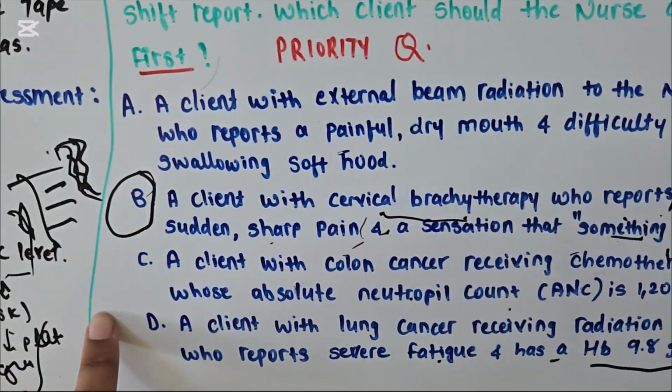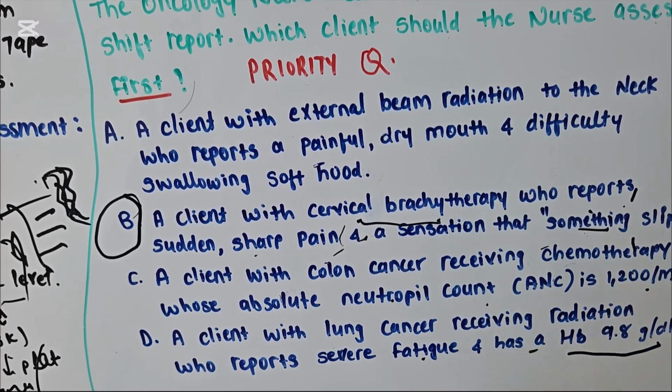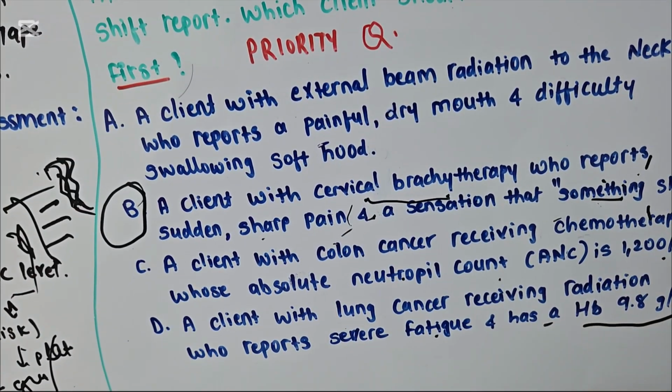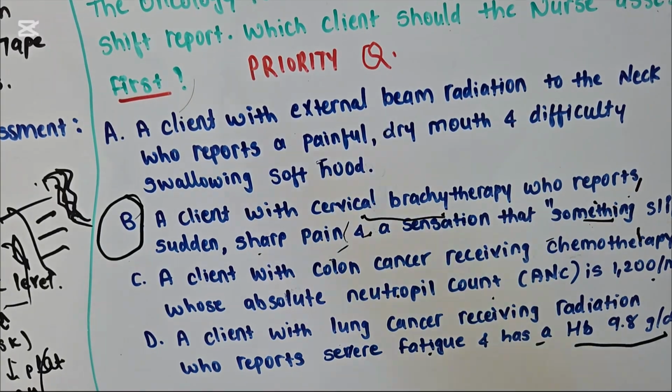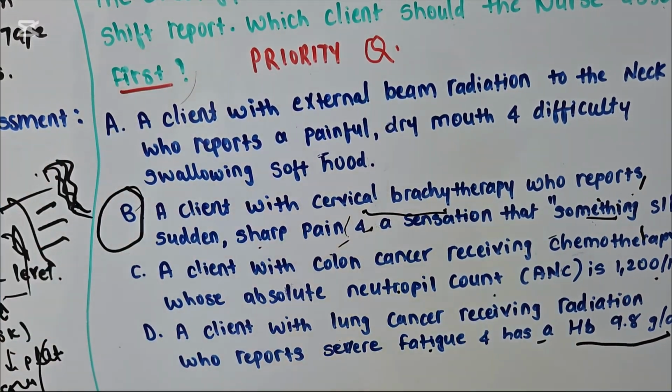So let's see why these three are not the right answers. First, a client with external beam radiation to the neck who reports painful dry mouth, known as xerostomia, and difficulty swallowing soft food. These are very common side effects of external beam radiation therapy, so it doesn't take priority.